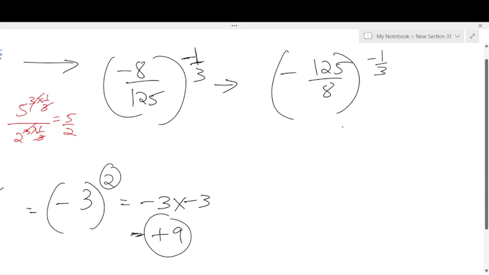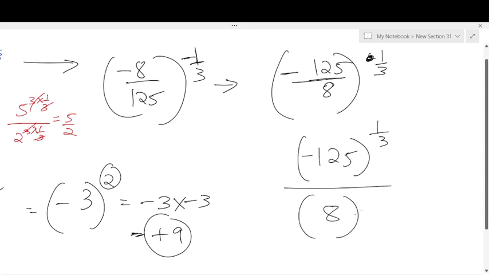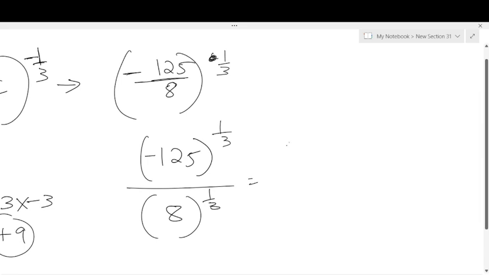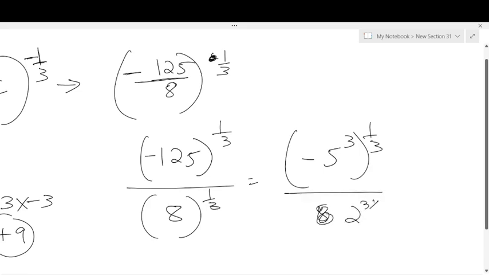Correct? Reciprocate. Then, which one is negative? 125 is negative or 8 is negative? So, 125 to the power of, this becomes positive. 125 to the power of 1 by 3 divided by 8 to the power of 1 by 3. Next, what is minus 125? Keep minus as it is. Minus 5 into 1 by 3. 8 into, sorry, 2 into 1 by 3. So, numerator, what do we get? Minus 5 divided by.